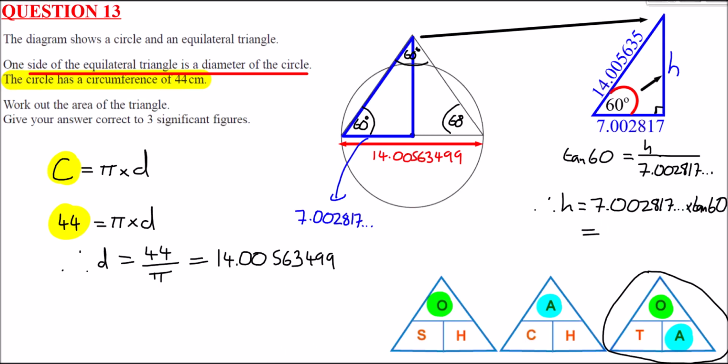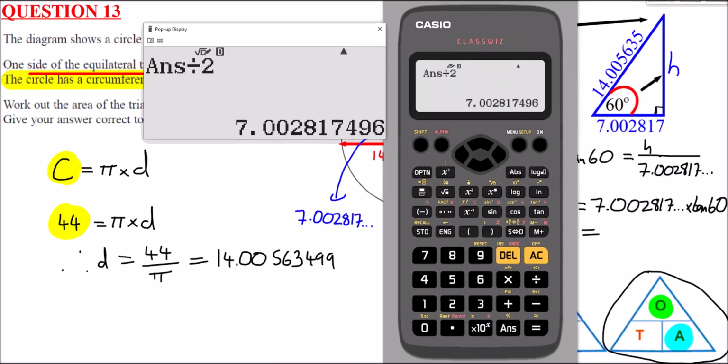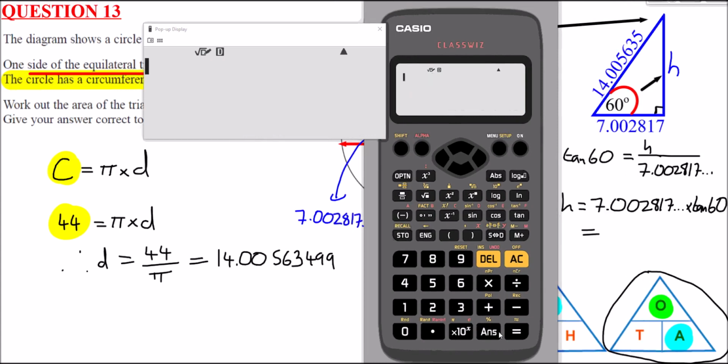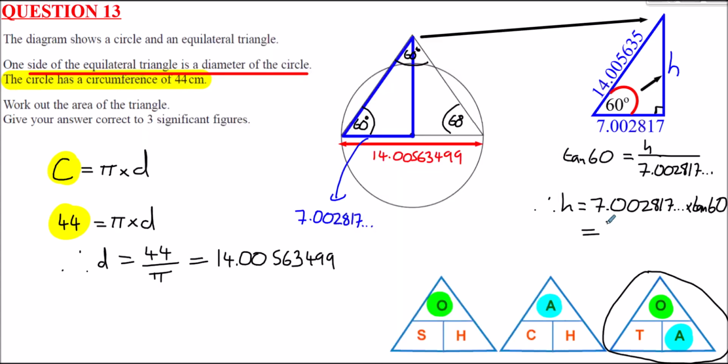So we can do this using the value stored on the calculator. So if you see here, the calculator's got 7.00 stored. So if I press A and S, it's got it already. So I can just multiply that by tan of 60 degrees, and we get 12.129 and so on. So we know the base is 14.00 and so on. We've worked out the height.